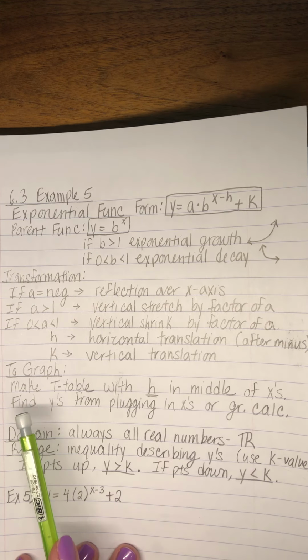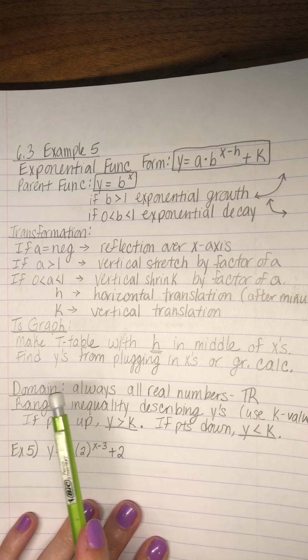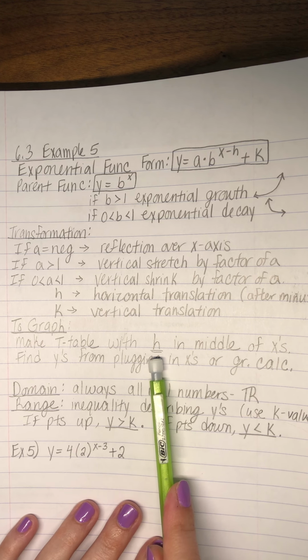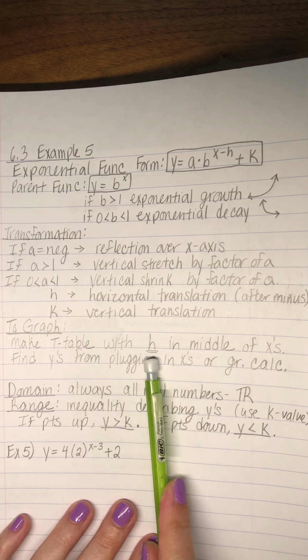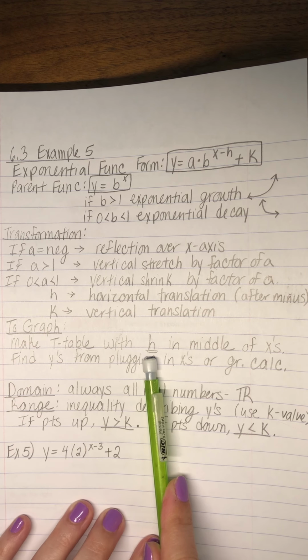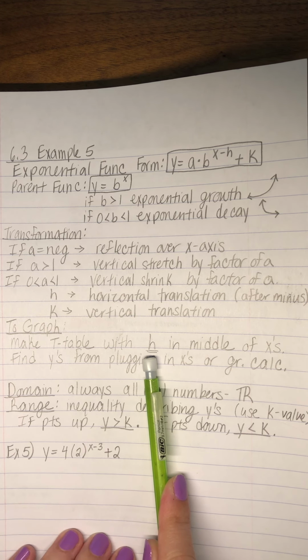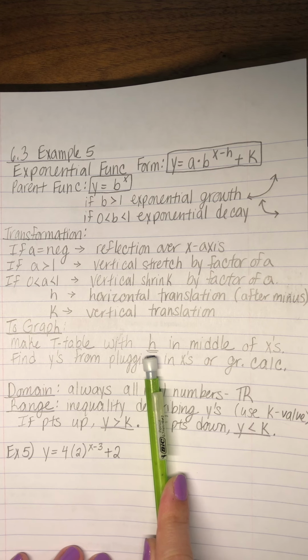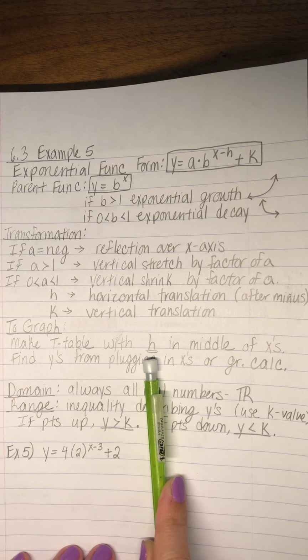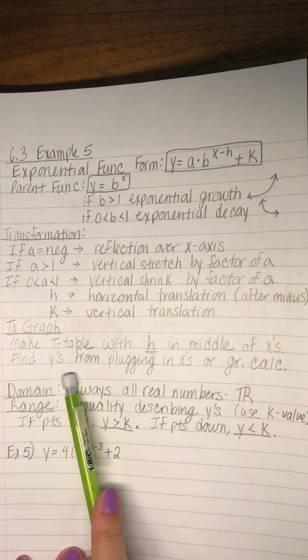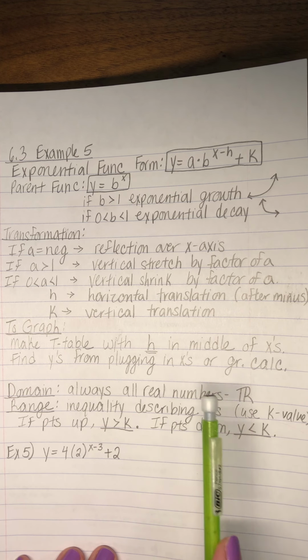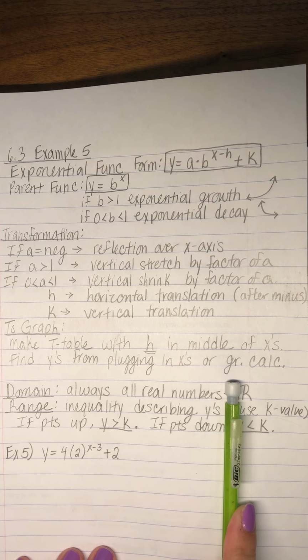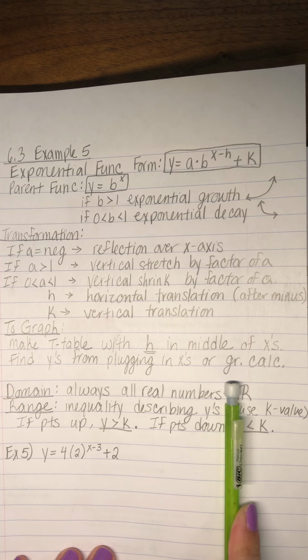So to graph our function, we're still going to make a t-table, but now we're going to put the h value in the middle. If you want, you still can put 0 in the middle, but because of the h, it's going to slide our graph, and I think having the h in the middle is the best way to have it. Then we're going to find our y values by plugging each of the x's in or getting it from our graphing calculator. We plot the points and draw the curve.